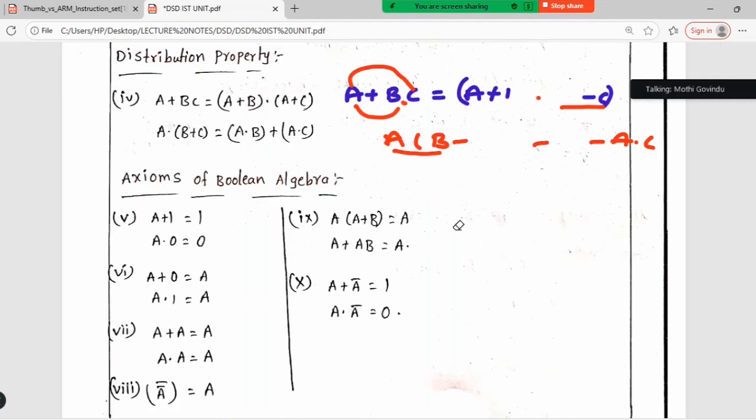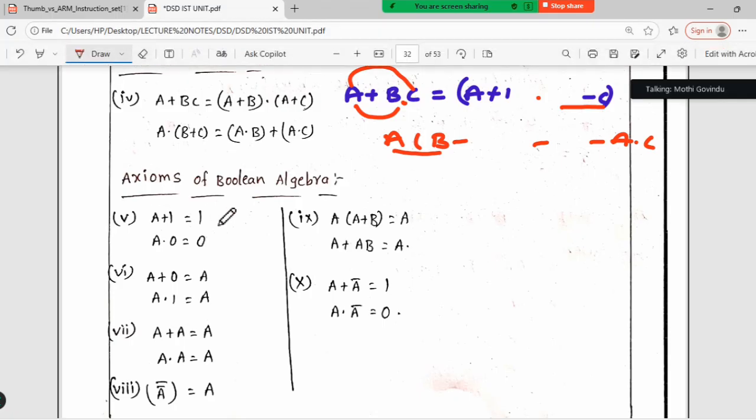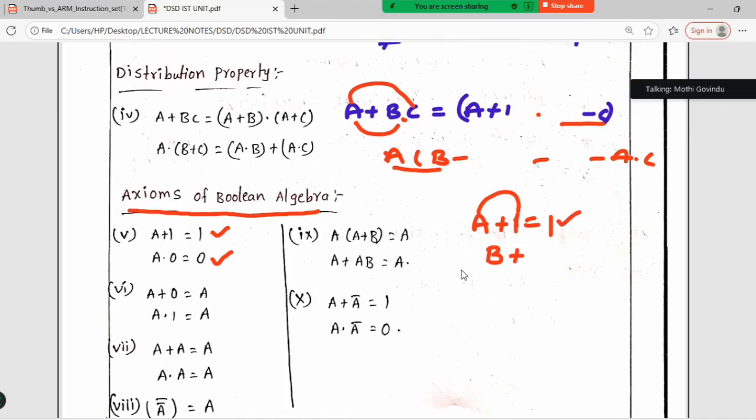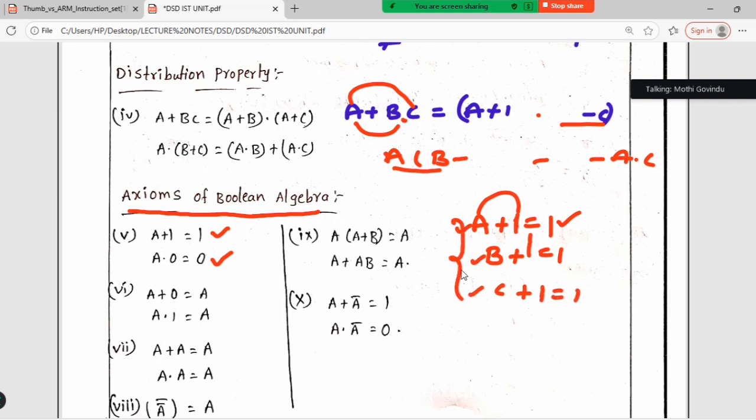Next we are going to see the axioms of Boolean algebra. Axioms means conditions. So A plus 1 equals 1, A into 0 equals 0. If you add 1 to any variable, the output is always 1. For example, B plus 1 equals 1, C plus 1 equals 1. Take any variable, if you add 1 to it, the output is only 1. For example, I am substituting here A plus 1 equals 1.